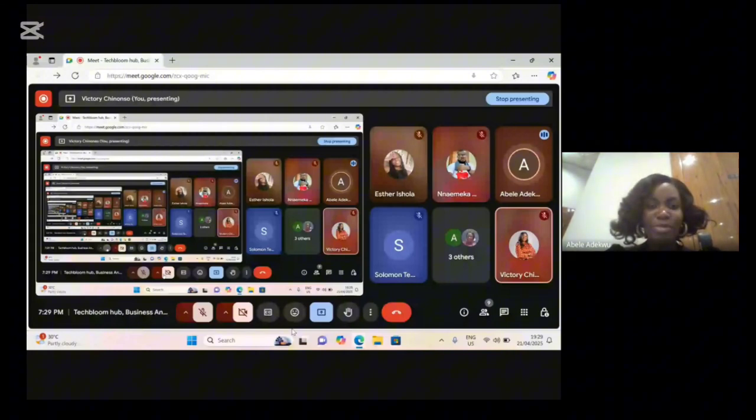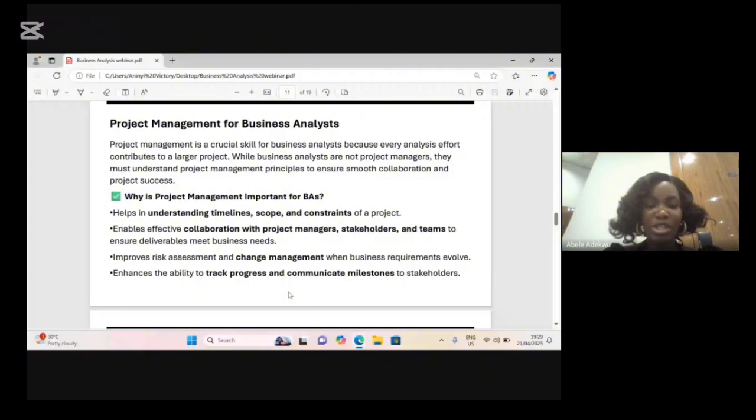As a business analyst, anytime there's a project, having the knowledge of project management usually helps me to understand the scope. Why are we doing this project? Why are we carrying it out? And what are the timelines that we have? What time frames have we been given to carry out this project? And it also helps to know the constraints.